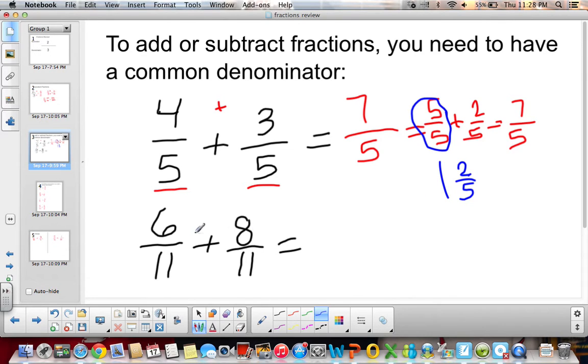Okay, 6/11 plus 8/11, we do the same thing. Keep 11 on the bottom, add 6 and 8, so we get 14. Again, it's an improper fraction. We know that 11 goes into 14 one time, and then there's 3 left over. 1 times 11 is 11, and 11 plus 3 is 14. So 1 and 3, and then we keep the same denominator, 1 and 3/11.